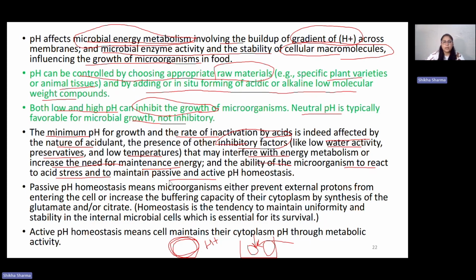So the microorganism growth is dependent on the pH, as we discussed. But how much pH should we maintain so that the microorganism growth will be inhibited? Basically, it depends on which kind of acid we are adding in the food product. So its nature will matter, and the other inhibitory factors, or the other hurdle factors, will also tell if other hurdles are there.